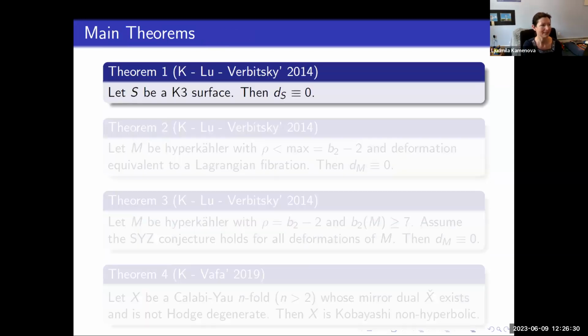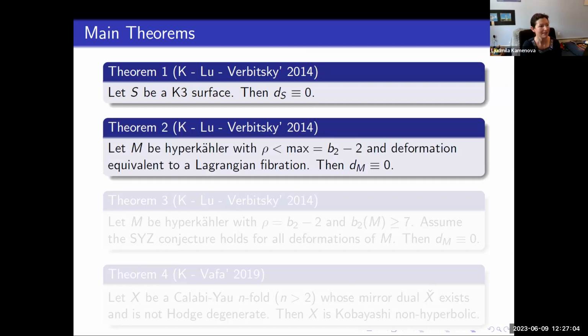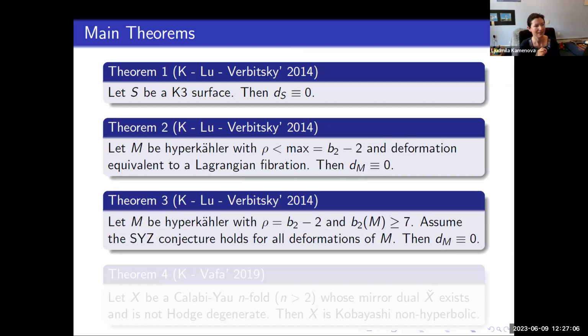And then it took us a couple more years. Meanwhile, Verbitsky has some results about ergodicity of complex structures on hyperkähler manifolds. And using these ideas, together with Stephen Lu, we proved some stronger results. So if you have a K3 surface, doesn't matter whether it's projective or not, then the Kobayashi pseudo distance vanishes identically. And then in the hyperkähler case, you have two cases.